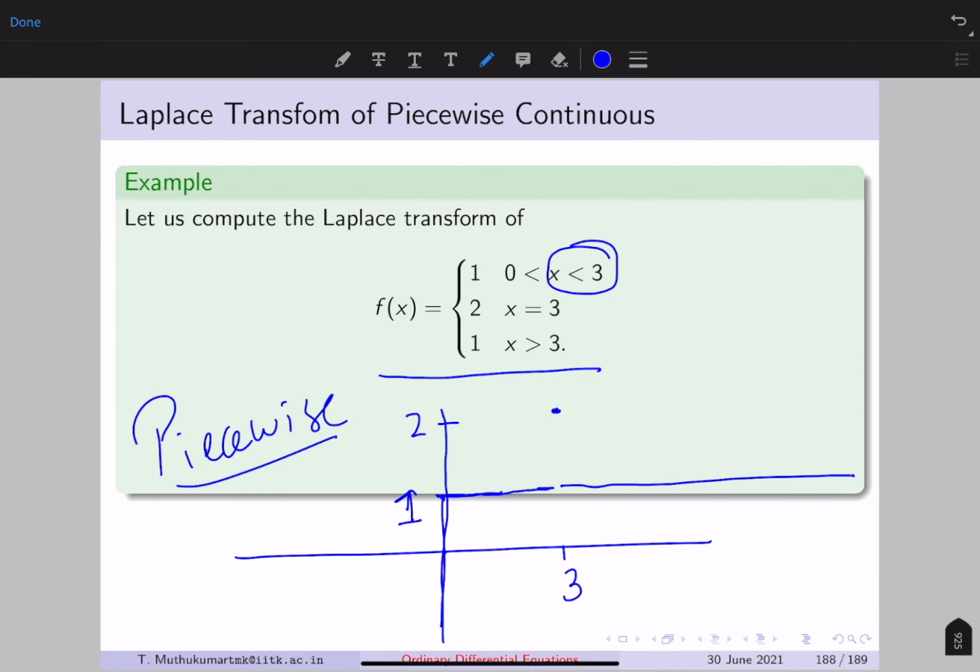Right? It's piecewise continuous. It's discontinuous only at the point 3. Otherwise it's continuous. So it's a piecewise continuous function. What is the Laplace transform of this? Let's compute that. What's the Laplace transform of this function?